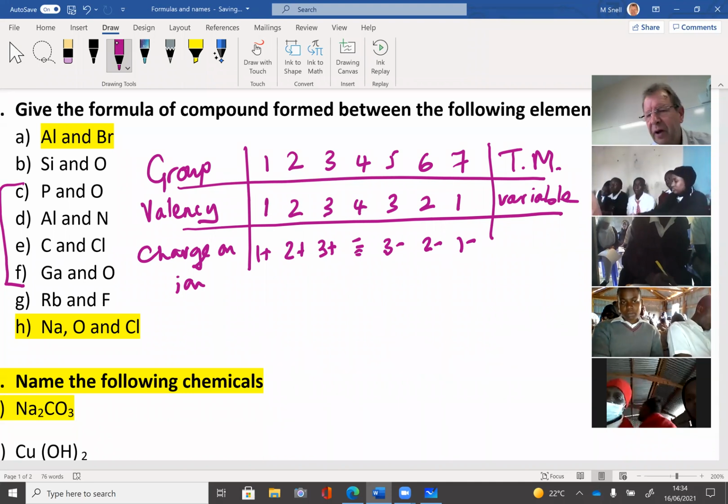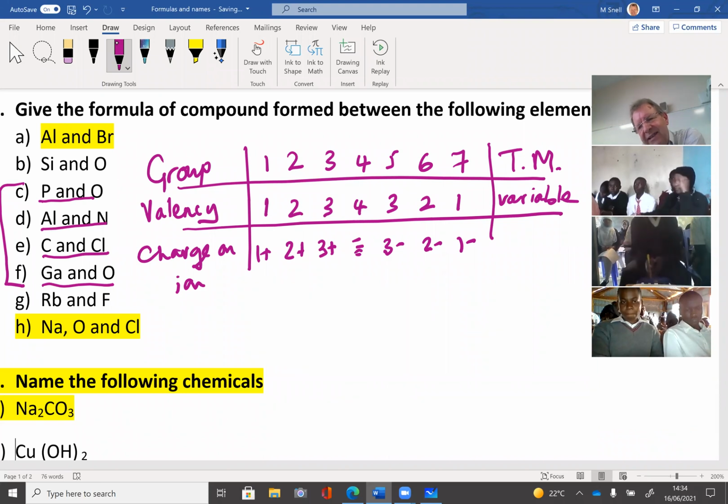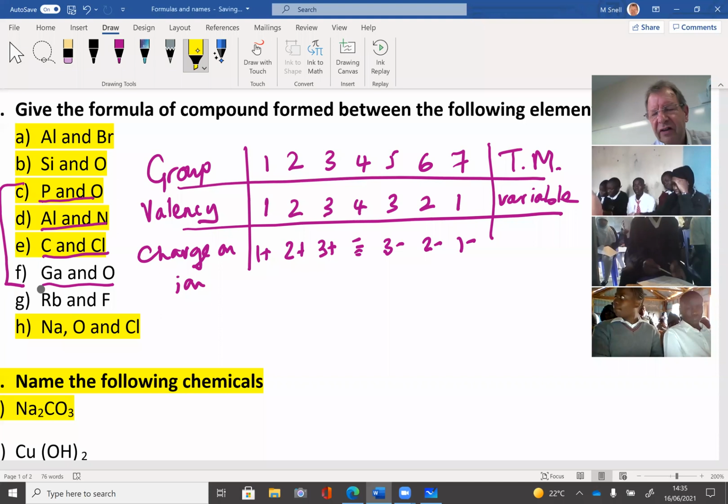If you don't have a copy of the periodic table, I can show you one. But if you write down these elements, I will leave up the copy of the periodic table: P and O, Al and N, C and Cl, and Ga and O. If you write those down, those are the pairs which you're going to be doing, and then I will ask you for the answers. If you need to write down this, then write it down, but otherwise we will just do these ones here just now, okay?